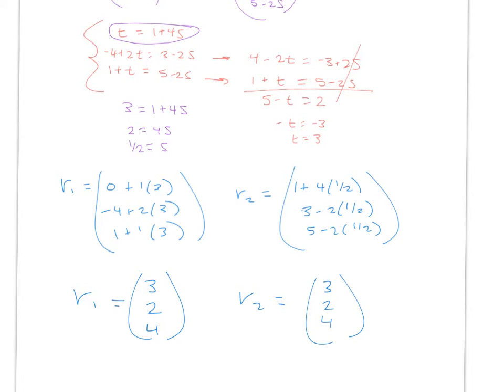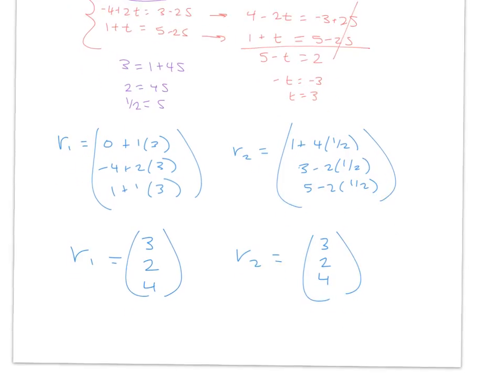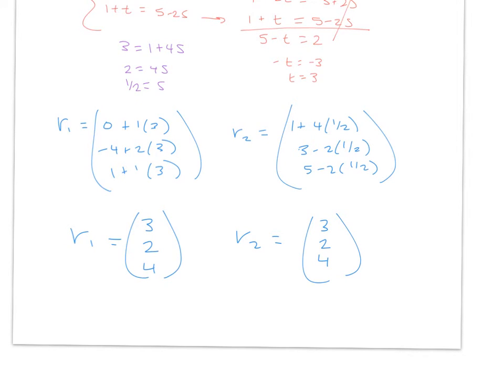Okay, now, did we find the coordinates of the point of intersection? We did. We know that there is a time when our first line equals 3, 2, 4, as well as a time when our second line equals 3, 2, 4, and that happens all at once. So that means that we have found the coordinates, and it's important that we write it as coordinates. So 3, 2, 4 is our point of intersection.